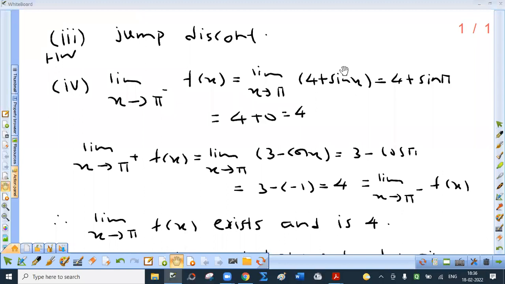Third is for homework. The answer is it has a jump discontinuity at, which point is given? At −3.